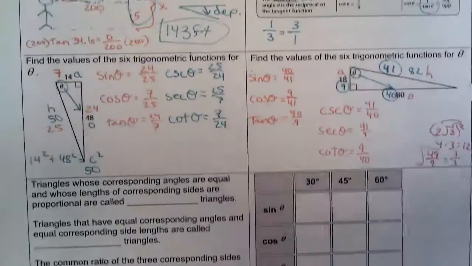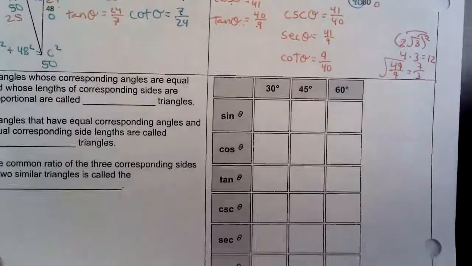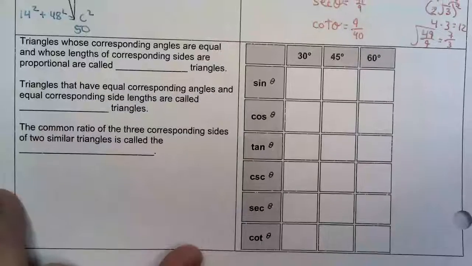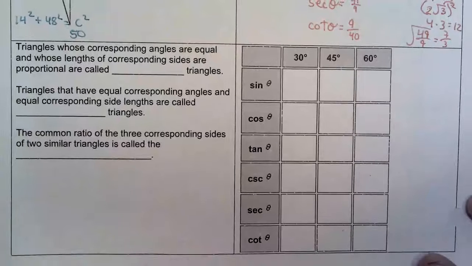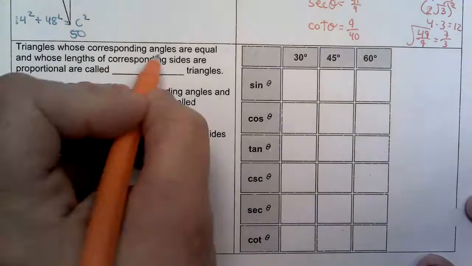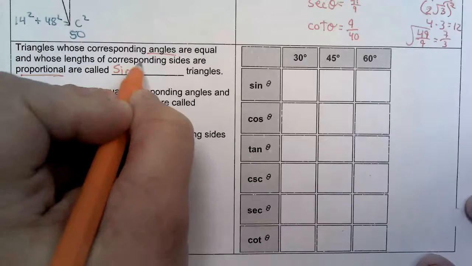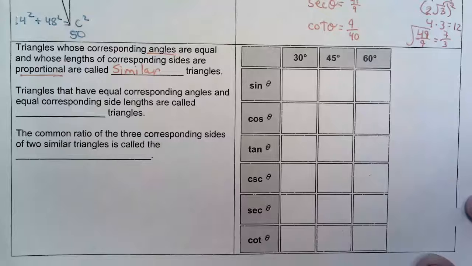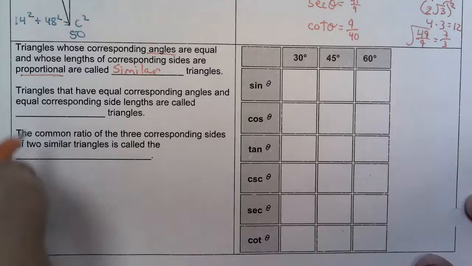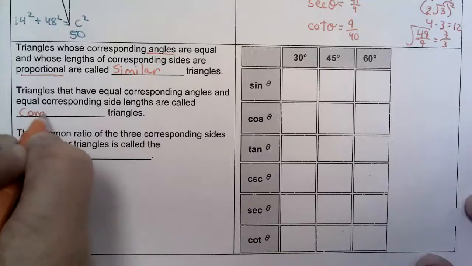Okay. All right, so let's take a look at the last bit of this. Okay, so the first one says triangles whose corresponding angles are equal and whose lengths of corresponding sides are proportional. Okay, so angles are equal, sides are proportional. Those are going to be similar triangles. Triangles that have equal corresponding angles and equal corresponding side lengths are congruent.